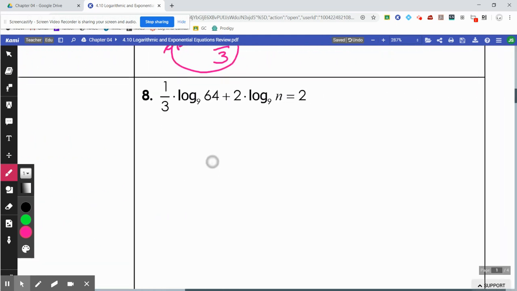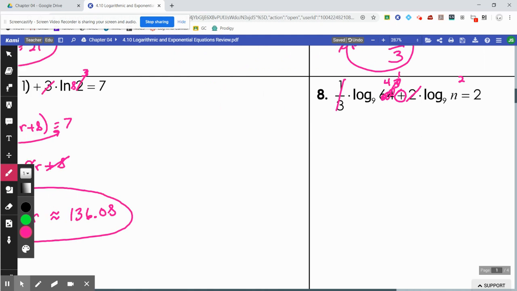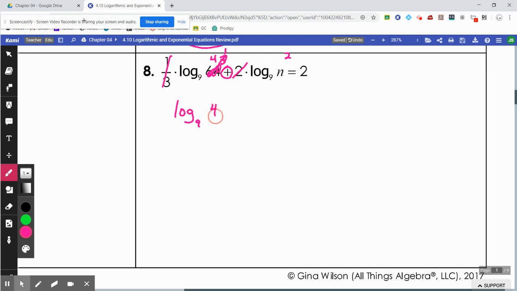Number 8, let's move our coefficients up top like that. 64 to the 1/3 power, that's the cube root of 64, which is 4. So we now have, you can scribble that whole thing out, that's 4. Log base 9 of 4 plus log base 9 of n squared. We can combine those using our product rule. That'll be log base 9 of 4 times n squared equals 2.